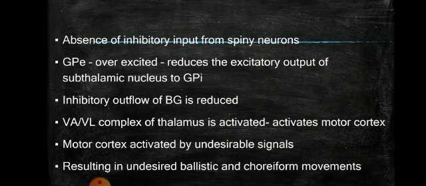When the motor cortex gets this extra stimulus, it is activated by so many undesirable signals. It is getting unnecessarily stimulated, which results in these undesired ballistic and choreiform movements. That's why the movements become like a dance, because of this extra stimulation the cerebral cortex is receiving. Now, the treatment: basically there is no definite treatment for Huntington's chorea, and the disease is progressively fatal.